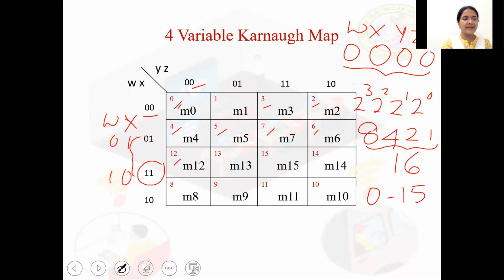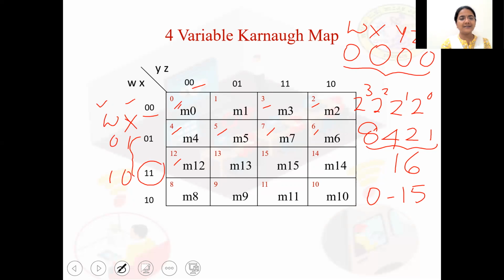We cannot eliminate either of these two variables, W and X. We write 1, 1 here and 1, 0 here in order to have adjacency between the cells. You have to remember the numbering of WX and YZ, that is the MSB bits and LSB bits for the 4 variable K-map: 00, 01, 11, 10 for the columns and 00, 01, 11, 10 for the rows.